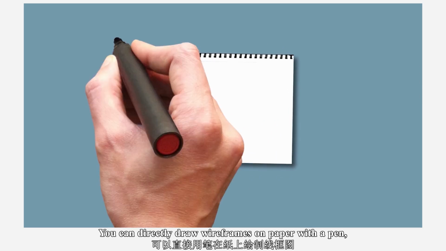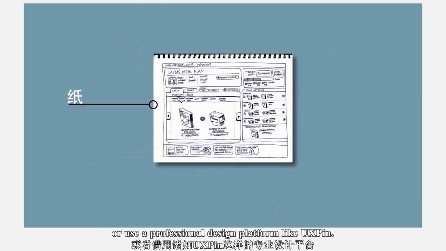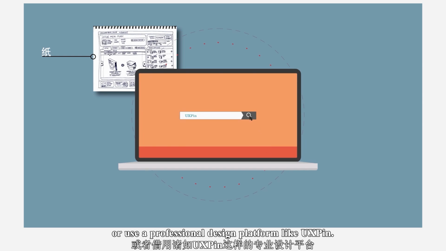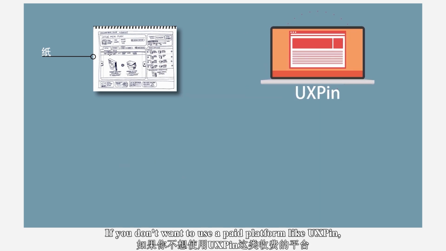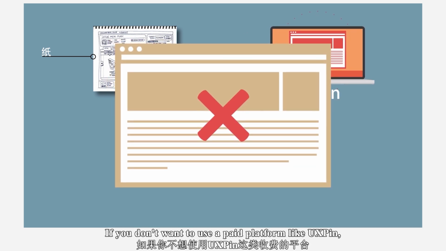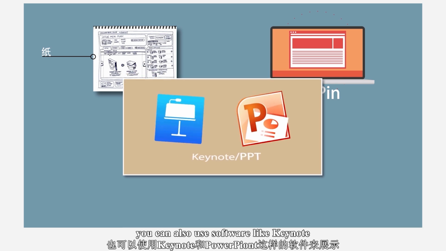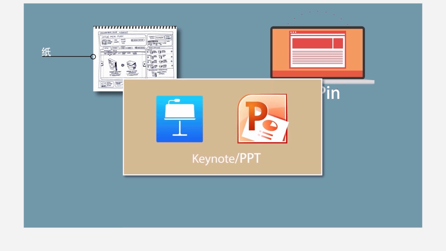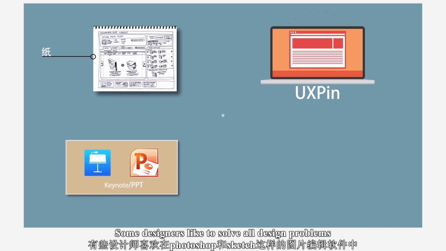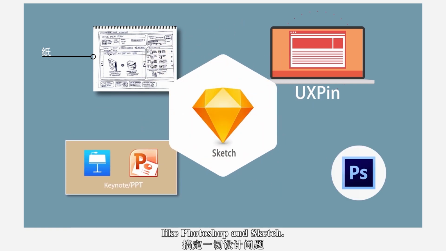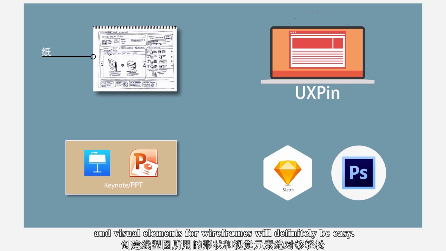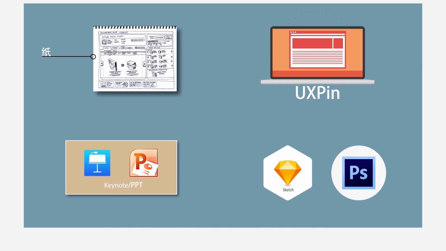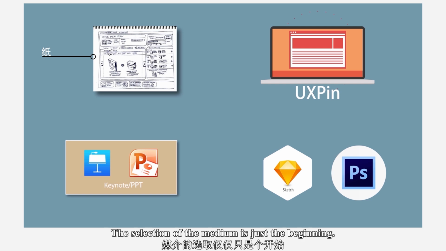You can directly draw wireframes on paper with a pen or use a professional design platform like Oxbeam. Most of them are suitable for team collaboration. If you don't want to use a paid platform like Oxbeam, you can also use software like Keynote and PowerPoint to present. Some designers like to solve all design problems in image editing software, like Photoshop and Sketch. If you are also a heavy user of such tools, creating the shapes and visual elements for wireframes will definitely be easy. The selection of the medium is just the beginning.